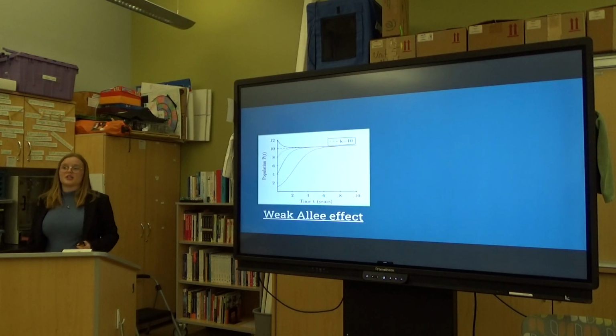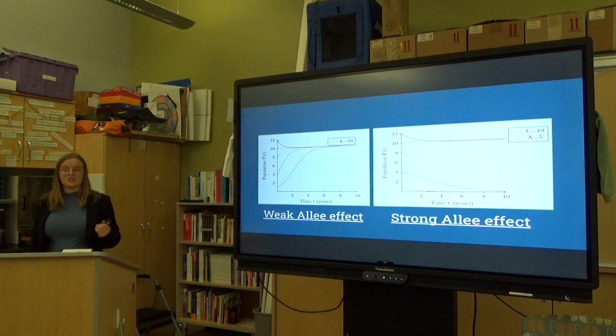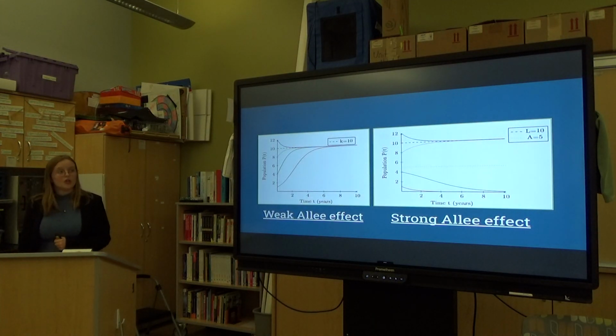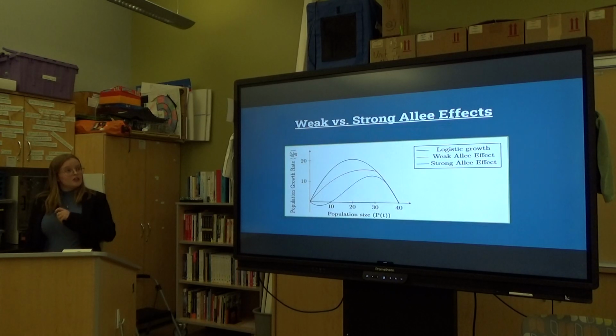Allee effect has two different types. First, you have weak Allee effect. Weak Allee effect does not have a hard limit, so if a population is under the Allee threshold, it will slow down up to a point, but it will not decrease. Strong Allee effect, conversely, does have that hard limit, so it will decrease back down towards a diminishing population and 0. This relationship is illustrated in this graph.